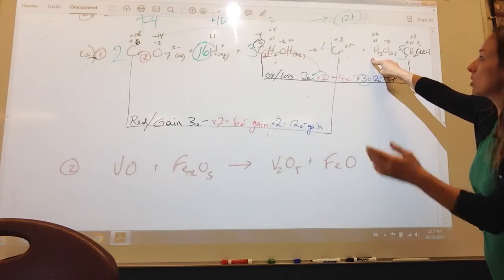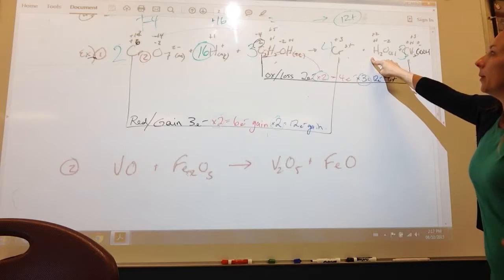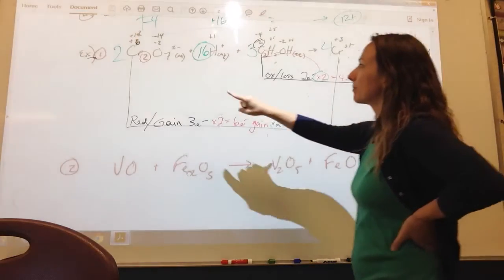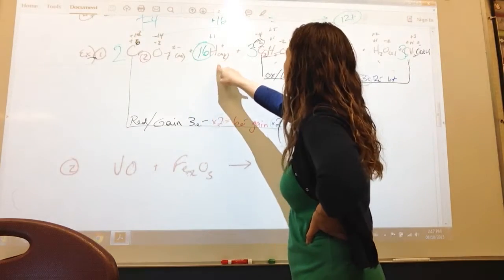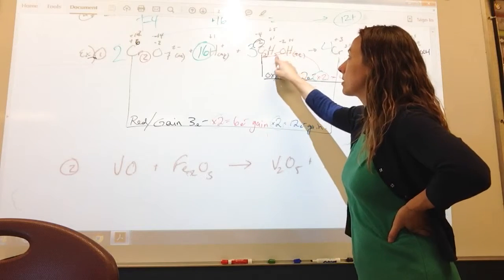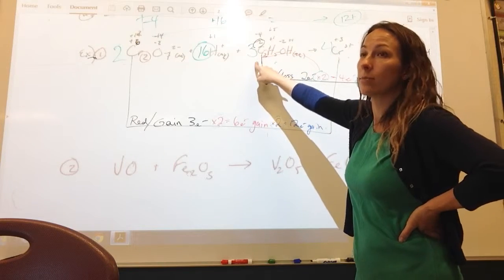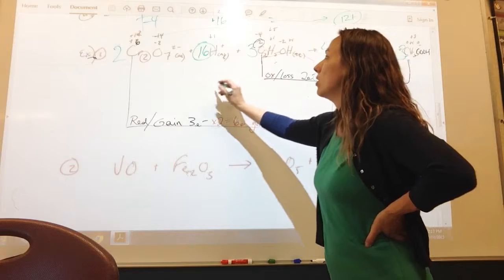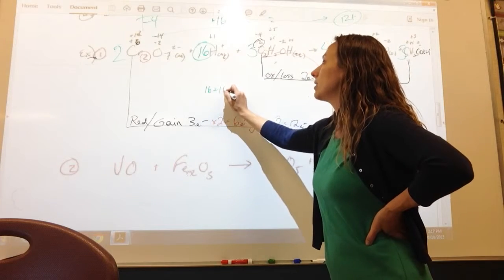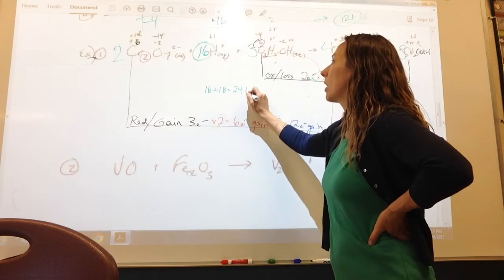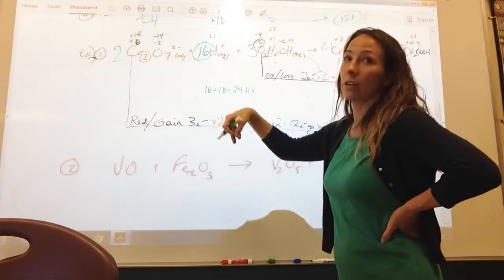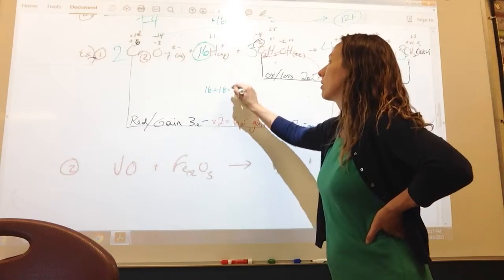So, how many waters am I going to need? Well, look at my hydrogens. I've got 16 hydrogens here, and I've got 6 times 3, 18 hydrogens there. So I've got 16 plus 18, which equals 34 hydrogens on the left. Oh, 34, thank you.